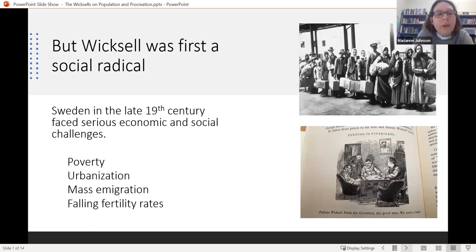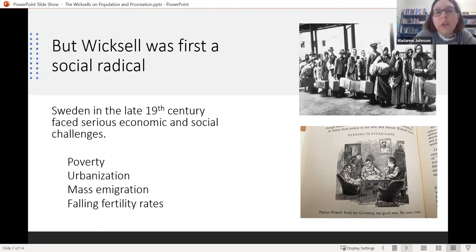But of course, before Wicksell was an economist, he was also a social radical. He wrote and lectured on issues of social justice, something he never abandoned. And you can see I've got two pictures here. One is the massive Swedish emigration to America between roughly, let me get my dates right, 1850 and 1910. 1.3 million Swedes emigrated from the country, including Wicksell's brother. So that was the big issue of the time.